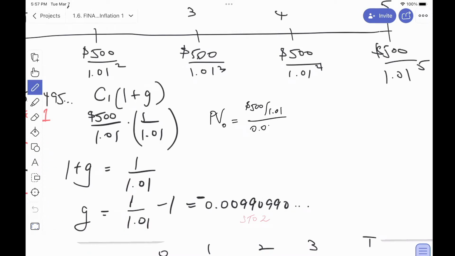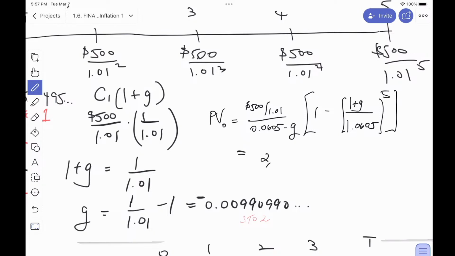So 0.0605 minus the G, multiplied by 1 minus 1 plus G divided by 1.0605 again. And there's 5 periods. All right, so if you punch that in carefully, you should get exactly what we got last time. Now you have to punch it in, remember, because you don't have this pre-programmed into your financial calculator.